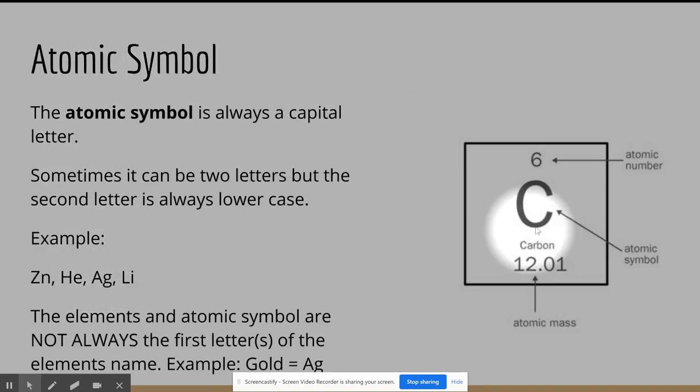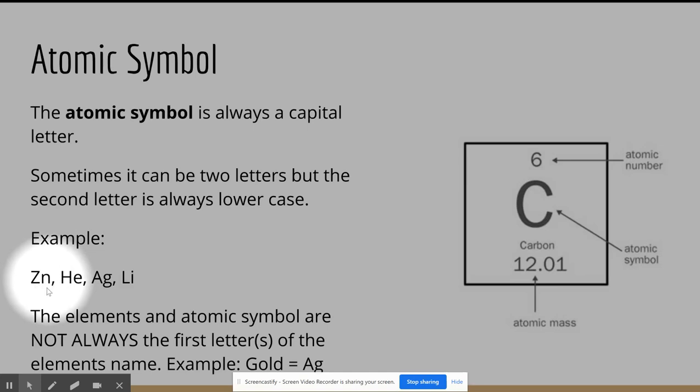Now the atomic symbol is this letter in the middle here. The atomic symbol is always capital. Always capital. I'll say that one more time. It's always capitalized. I know some of y'all send emails and text messages, etc., and you don't capitalize the first letter of a sentence. Well, if you don't capitalize the first letter of these elements, it's wrong. Period. The end. It's wrong. Okay? Sometimes it can be 2 letters, but the second letter is always lowercase. So we have Zn, He, Ag, and Li here. The first letter is capital, the second letter is lowercase.